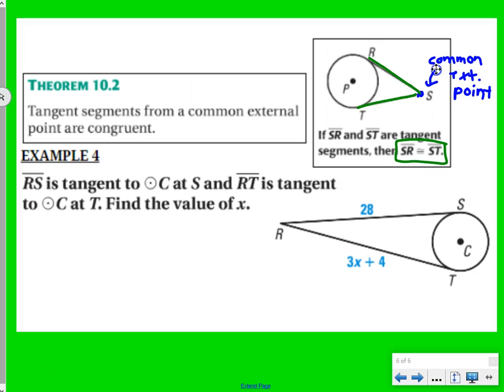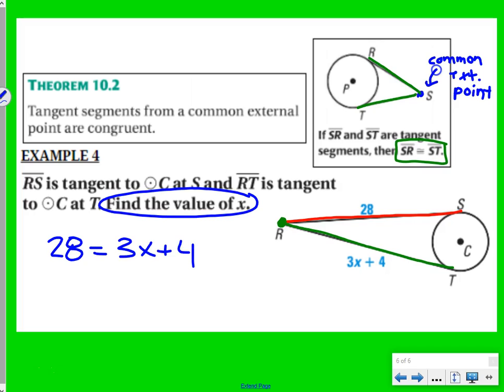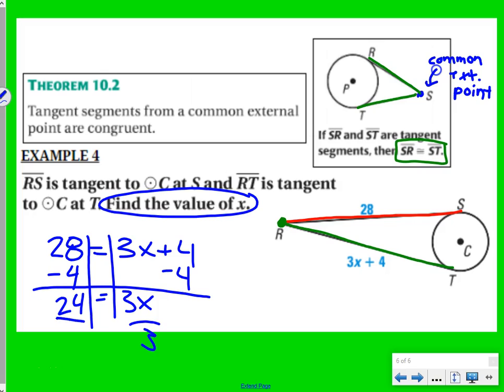So in our example, RS is tangent to circle C at point S, and RT is tangent to circle C at point T. They come from this common external point of R, which means we know that the red line and the green line are congruent. So to solve for the value of x, we set 28 equal to 3x plus 4 and solve for x. Minus 4 on both sides, 24 equals 3x, divide by 3 on both sides, and we say x equals 8.